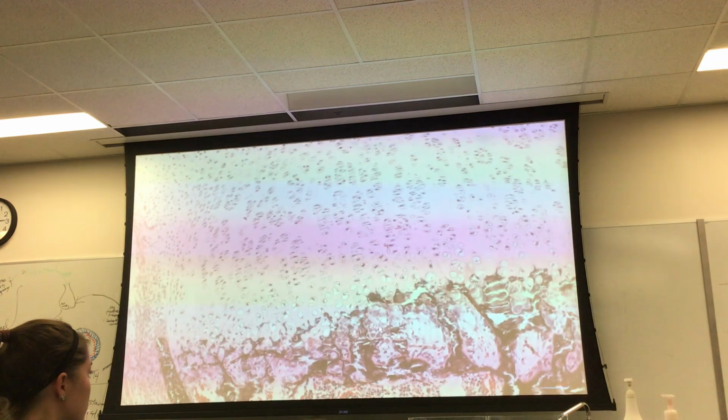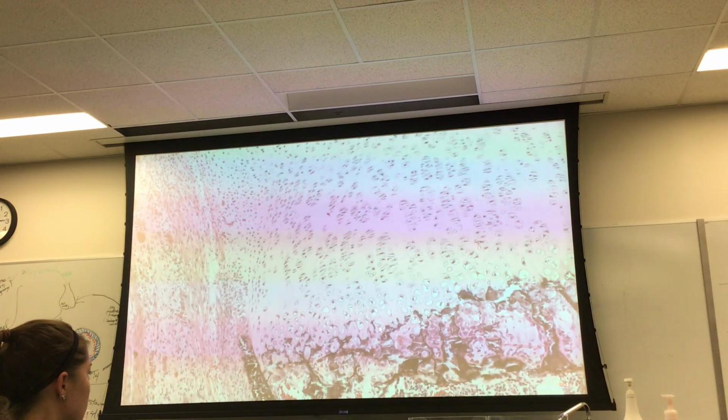Find this. We have an image that looks like this, which is the epiphyseal plate. And if you recall, the epiphyseal plate has zones to it. This is called the zone of reserve cartilage.